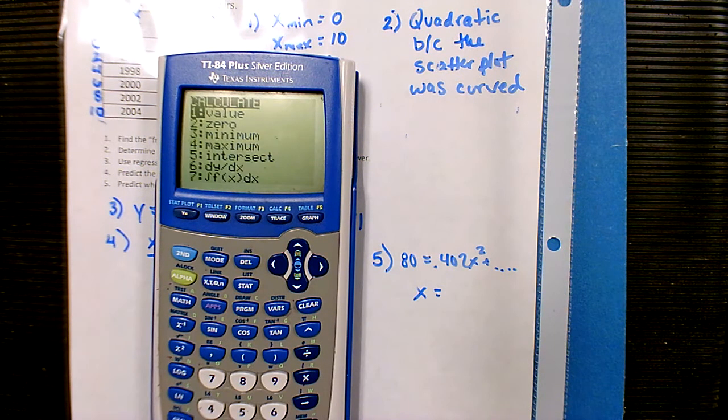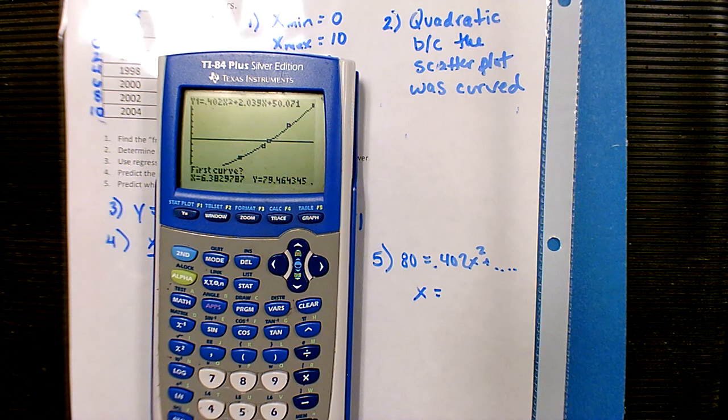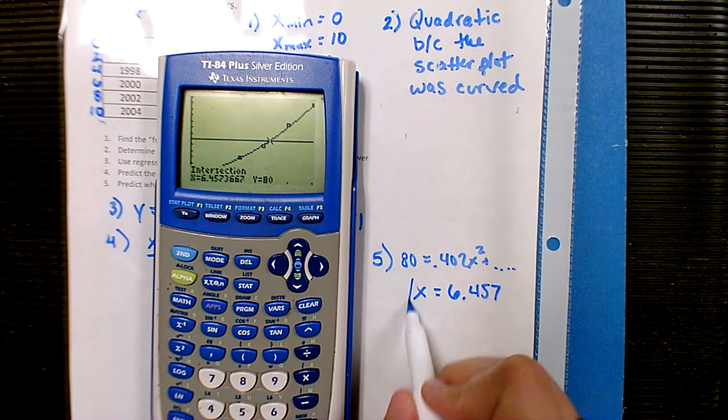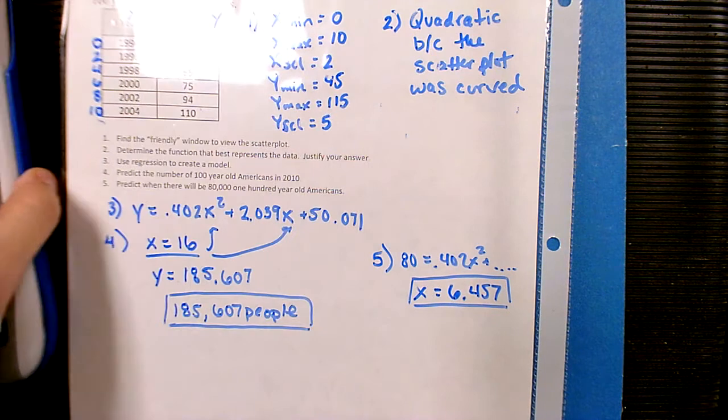All right, so second calc, option 5. Move the spider to where you think it is. And then, almost done. Good, Sarah? Enter 3 times. 1, 2, 3. All right, so 6.457. That's in between the two numbers we thought, right?